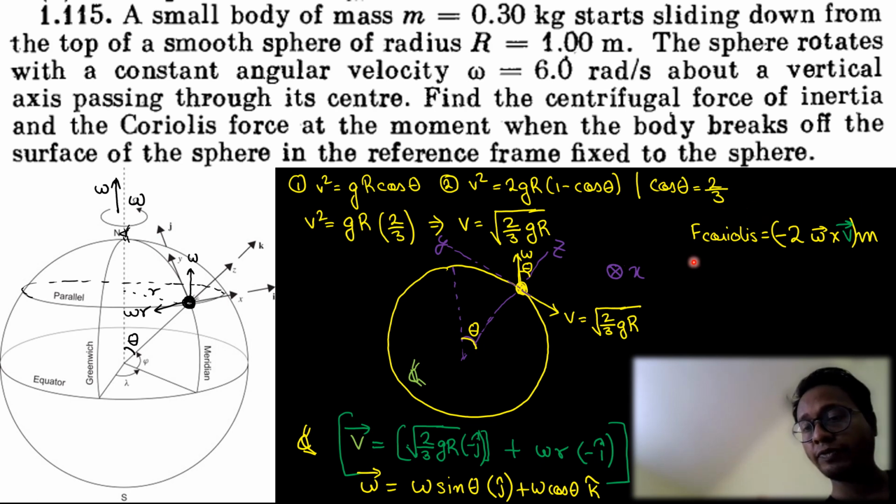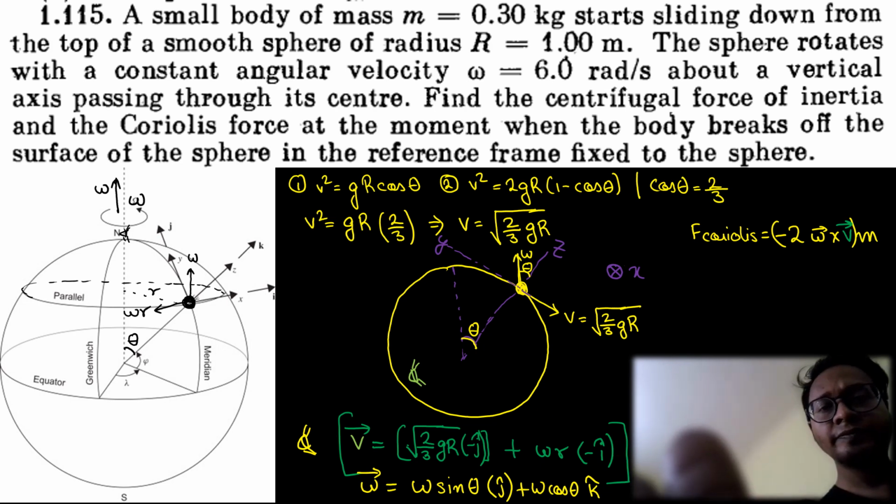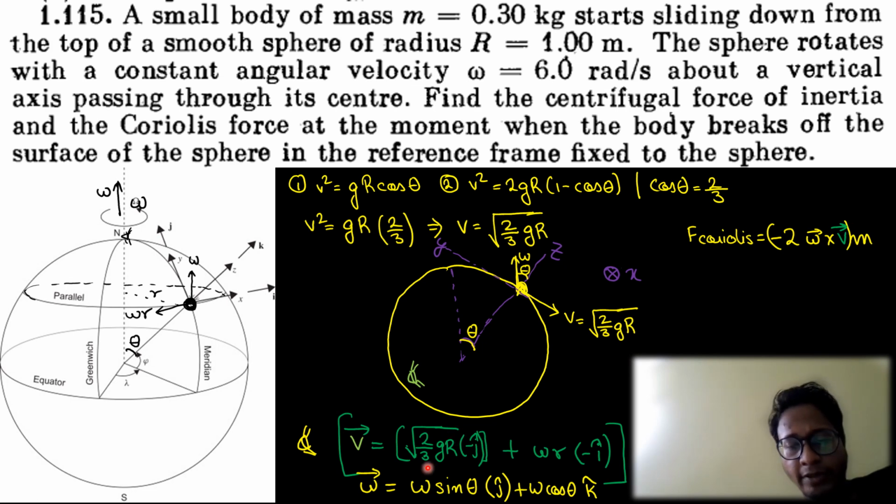Coriolis force is equal to minus 2 omega cross v into m, where v is equal to this value and omega is equal to this value. So I'll copy this equation, or these two variables, on the next page and solve it. Understood? See, velocity is equal to this value and omega is equal to this value.